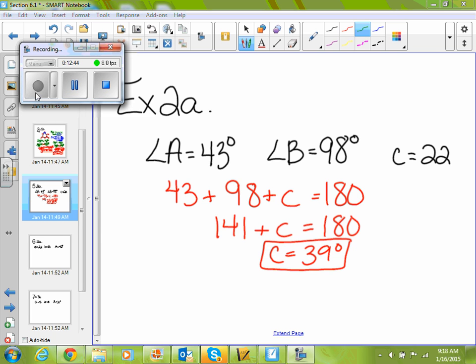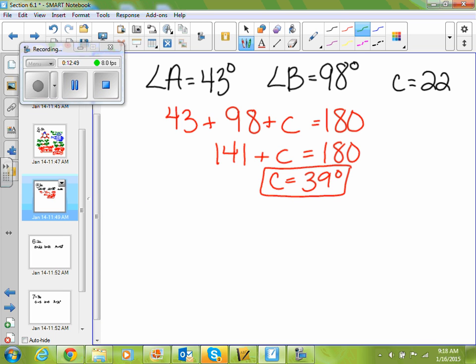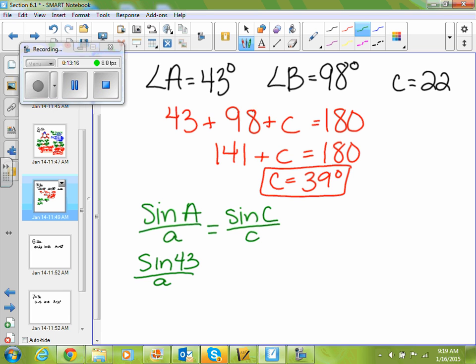Now that I have all of my angles, I can use my law of sines to find my side lengths. So if I look at sine of A over side length A, the only things that I know both of are my C's. I know my side length C and I know my angle C. So I'm going to use my sine of C over C. Doing that, I end up with sine of 43 over some unknown A equals sine of 39 over C, which is 22.